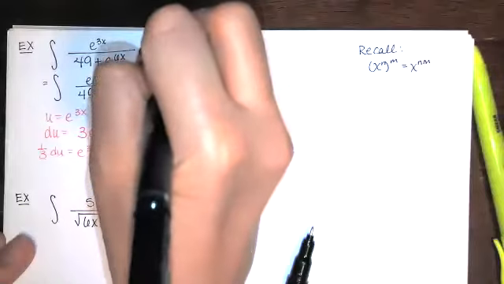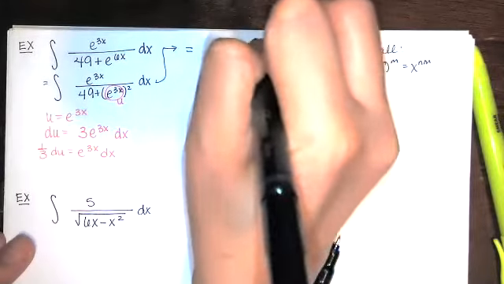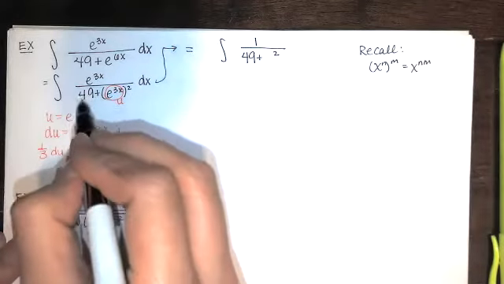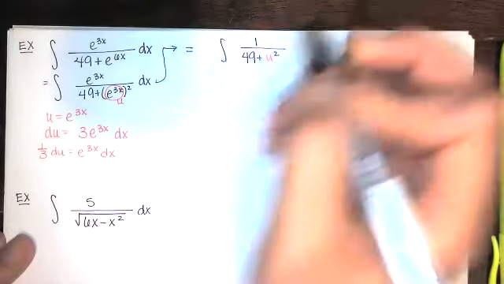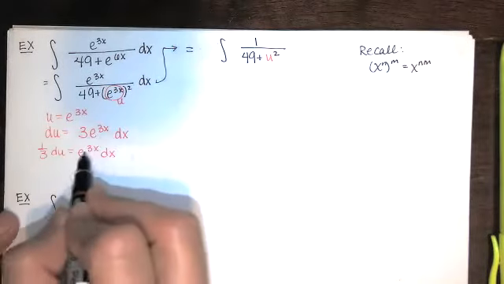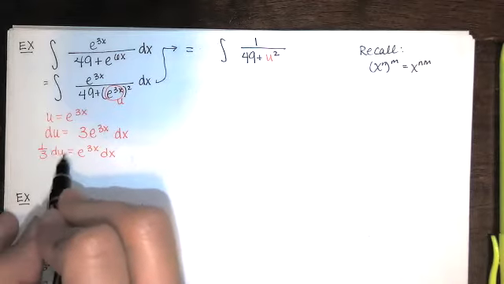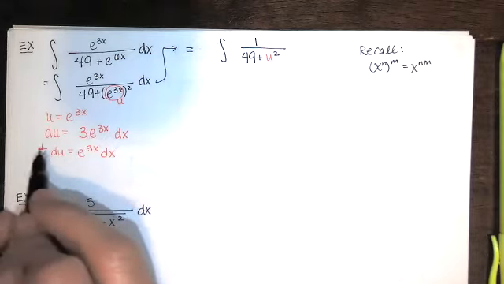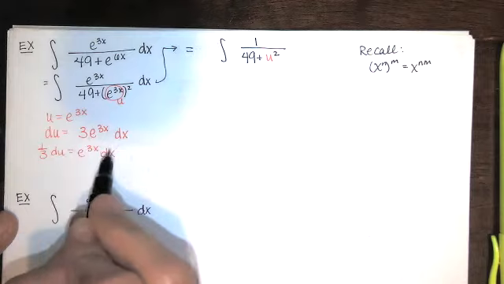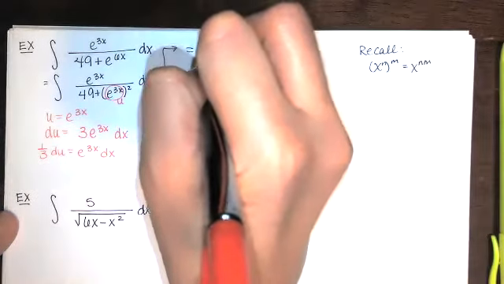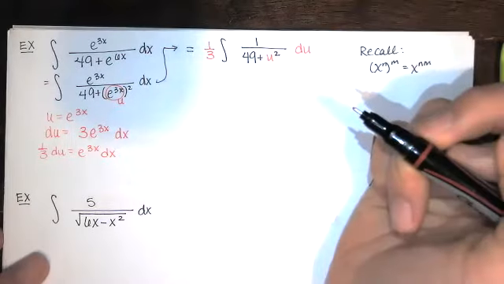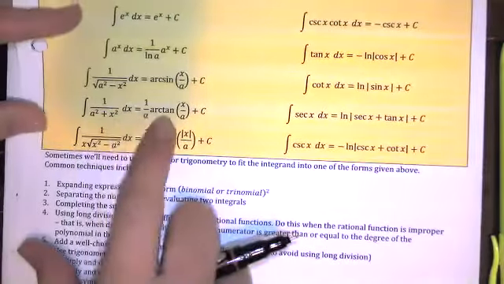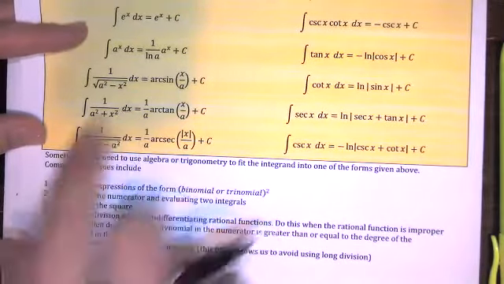So I can rewrite this whole thing as this. So I've got a 1 over 49 plus u squared, and the e to the 3x dx is exactly the same thing as 1/3 du because of the computation we did to get du, and then dividing that 3 out gave us e to the 3x dx equals 1/3 of du. So I'll bring the 1/3 out front, bring the du to the far right, and then this is my rule for arctan. It's exactly like that. The only difference is I've got u's instead of x's.